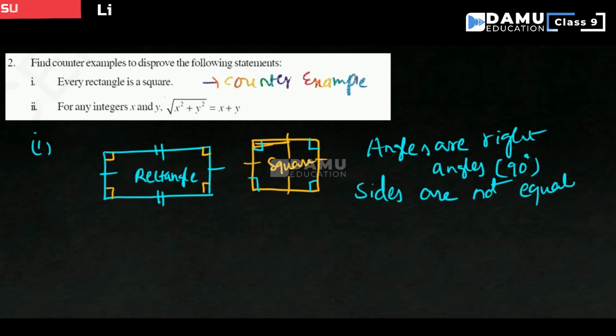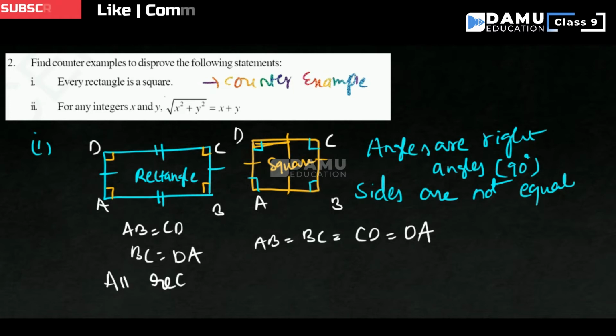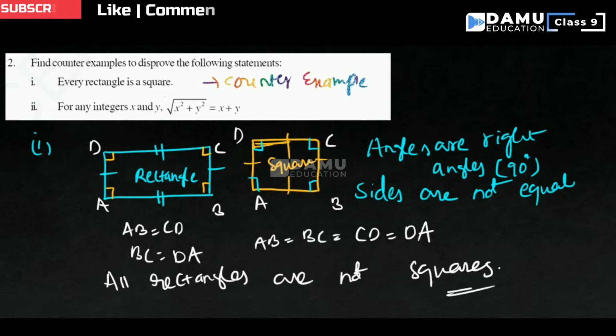So here in a rectangle only opposite sides are equal. Let's take ABCD. Here AB will be equal to CD, then BC will be equal to DA. But in a square, let's write ABCD, all sides AB will be equal to BC, equal to CD, equal to DA. So here the sides are not equal, here all sides are equal. So you can say that every rectangle is a square is not possible. All rectangles are not squares. So that is the case.